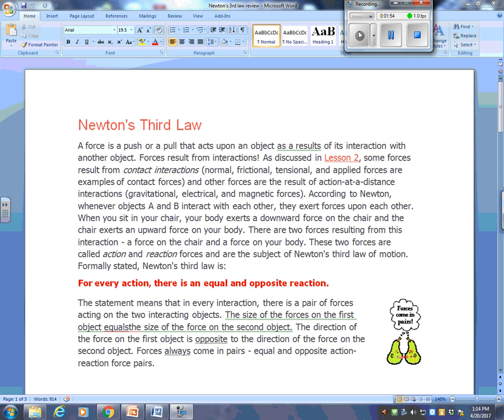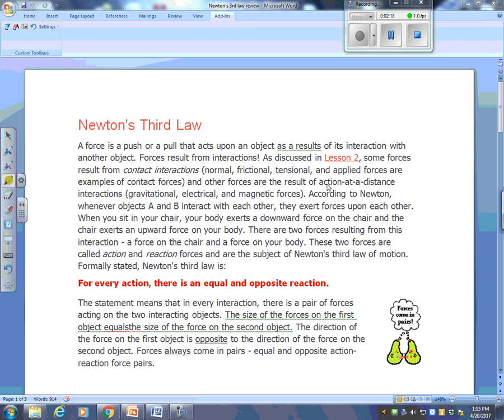Okay, so a force is a push or pull that acts upon an object as a result of its interaction with another object. Forces result from interactions. As discussed in lesson 2, some forces result from contact interactions. Normal force, frictional force, tensional, and applied forces are all examples of contact forces. And other forces are the result of action at a distance. Oh, that's something that we haven't talked about just yet. Have we?